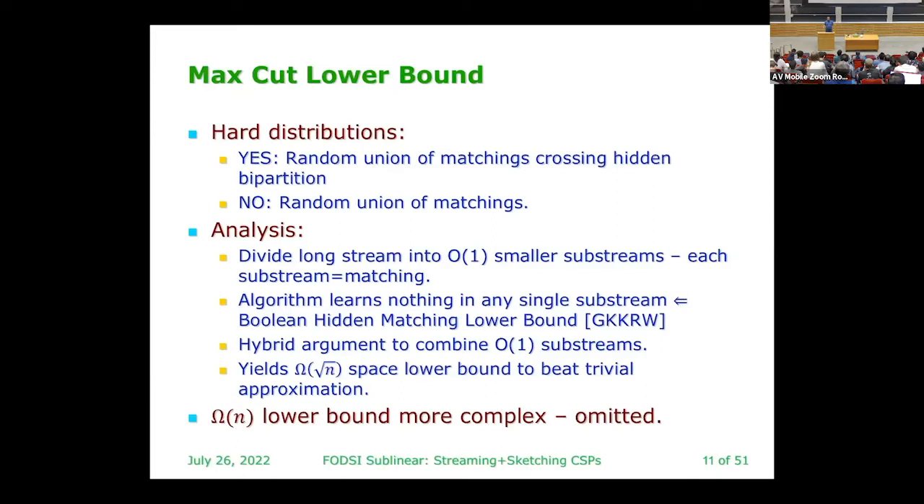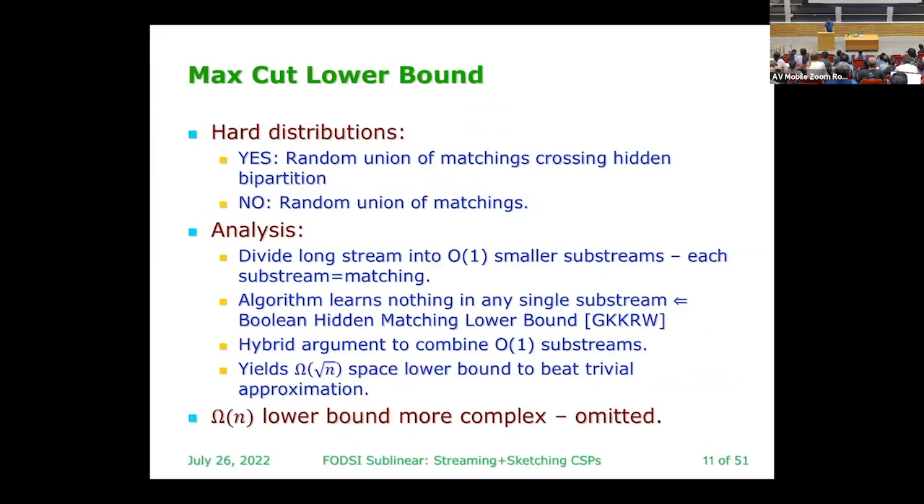In the case of max cut, where we say non-trivial approximation is impossible, we are forced to say the yes distribution is a graph with max cut value close to 1. In fact, in our case, it's going to be exactly 1. It's going to be a bipartite graph. So I will pick a graph with a hidden bipartition, and I'll stream its edges. Or I'll pick a graph which has no hidden bipartition, just a random graph, and I'll stream its edges.